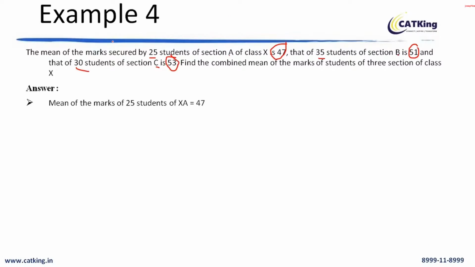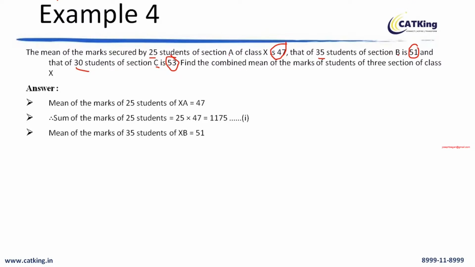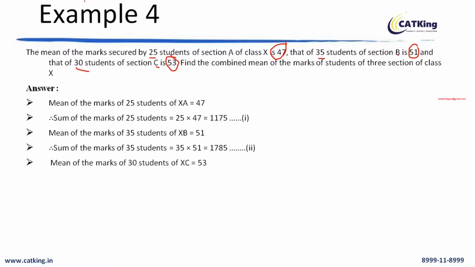Okay, please get this. When you take the average, the formula is total quantity upon total number. So the mean of marks of 25 students of XA is 47. Therefore, the sum of these 25 students will be 25 into 47, which is average into number of students, which will give you 1175. Similarly, the average of marks of 35 students of B is 51, so their sum will be 35 into 51, which is 1785. Similarly, the mean of 30 students of C is 53, so their total sum will be 30 into 53, 1590.